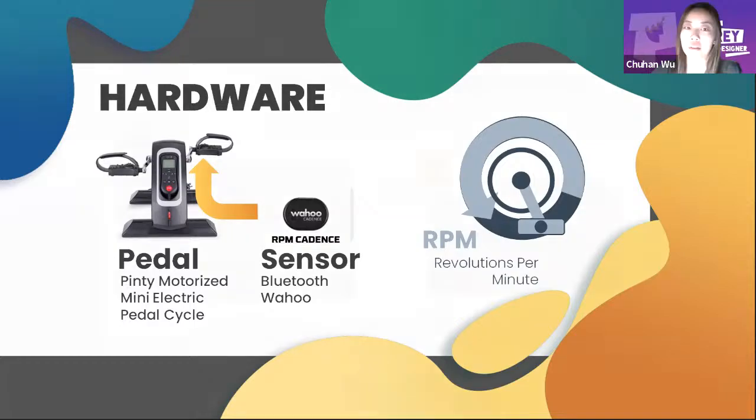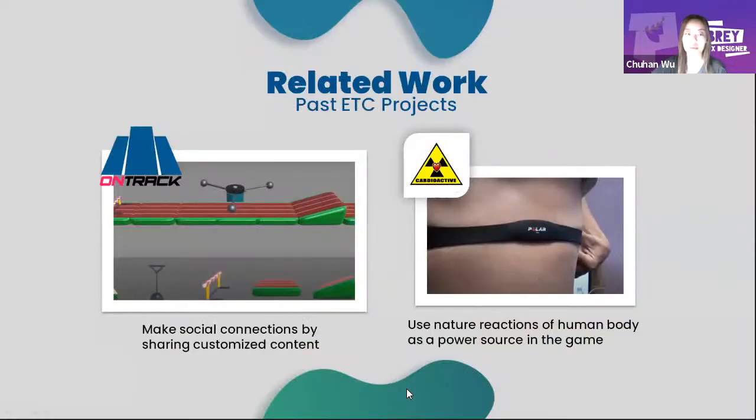Thanks, Michael. I'm Aubrey. I'm the UI UX designer of this team. From past ETC projects OnTrack and Cardio Active, we have a general understanding of how exercise games work and some design pitfalls. OnTrack makes social connections between players by having them share their self-designed game levels and content. Cardio Active promotes a cooperative exercise experience for players and takes the heart rate of the players as a power source in the game. Their designs opened up our minds to more design possibilities such as customization, social connections, and natural body reactions for exercise games.